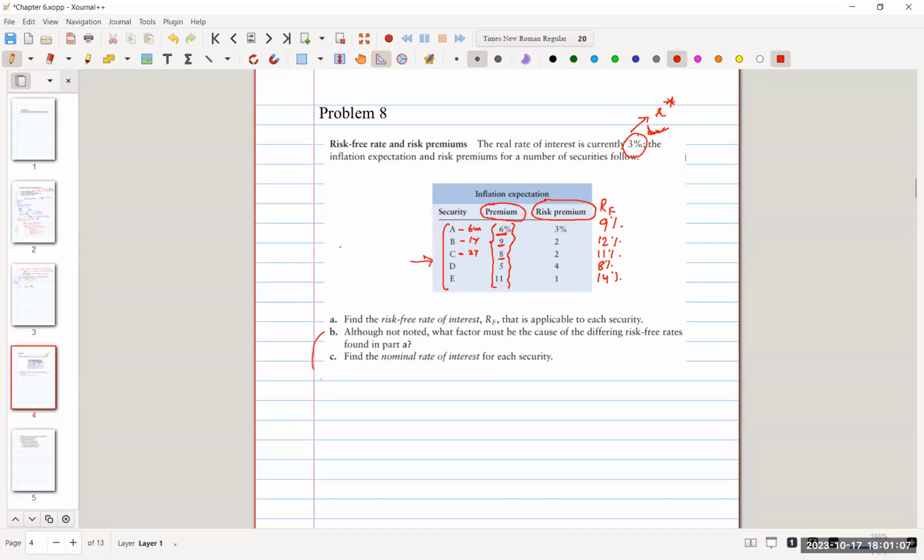So part B simply tells us that because there are different inflation premiums involved, this indicates different maturity lengths of these securities, right? Some securities maturing in 6 months, another maturing in 2 years, maybe some other maturing in 4 years, like that.